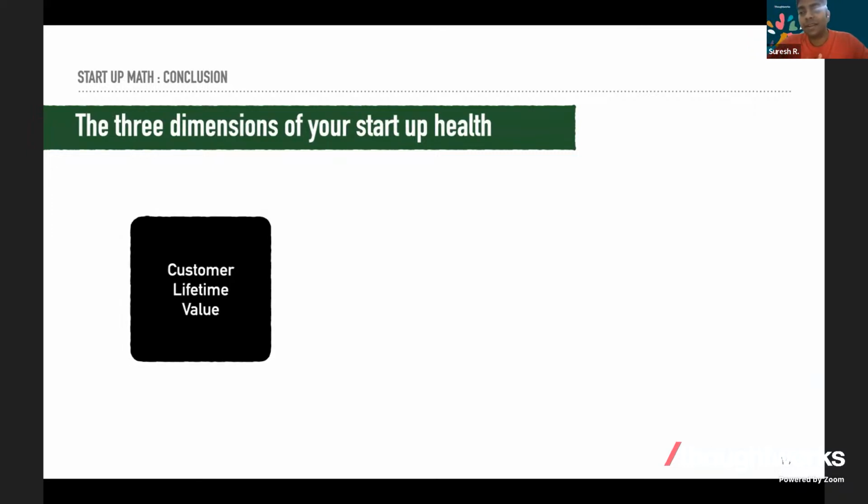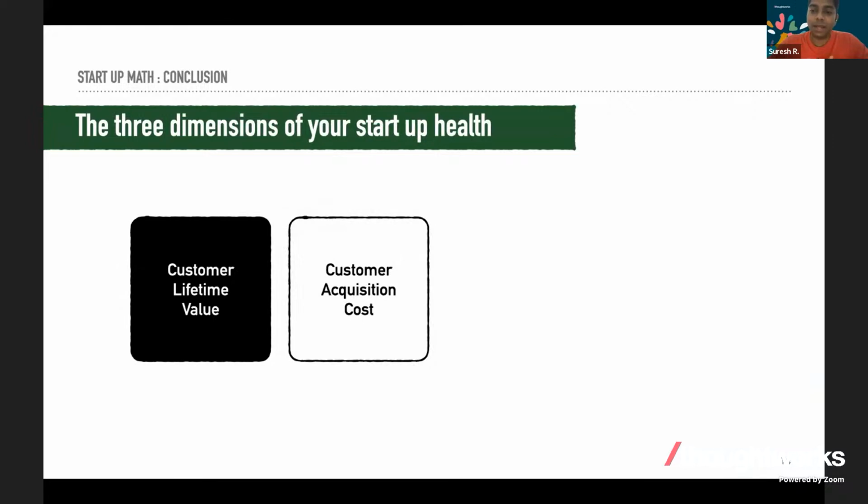One, customer lifetime value. Second is your customer acquisition cost. So these two are the lifeline of the customer lens of your business, right? Whether I am getting enough customers to run my business and whether I am spending just enough to get new customers.